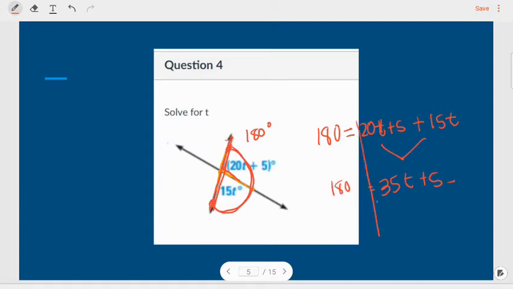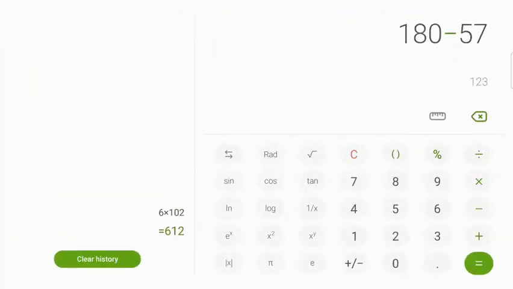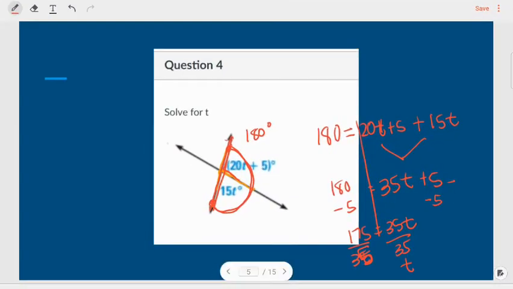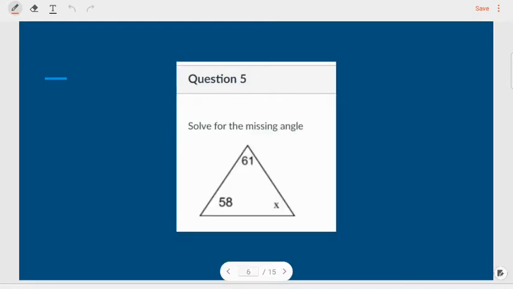Continue to bring down my equal sign and the 180. Then to solve for t, I'm going to get rid of whatever's furthest from it first, so I'm going to minus 5. I get 175 equals 35t. That looks like a hard division problem in my head, so I'm going to use my calculator. 175 divided by 35 is 5. So t equals 5. And that's all it asks me to do.